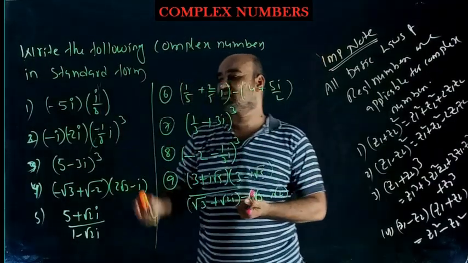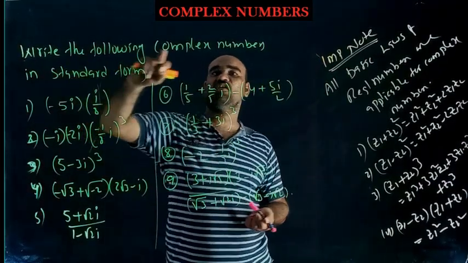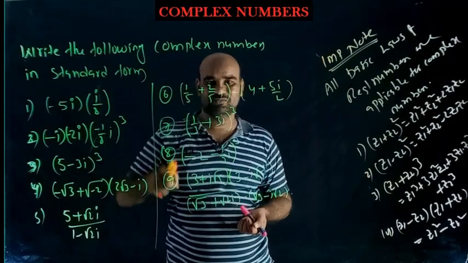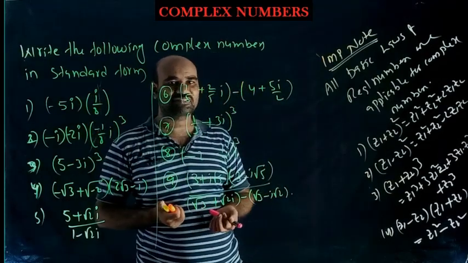Okay, students, here some problems are given. Write the following complex numbers in standard form. All these you want to write in the form of a plus iota b.